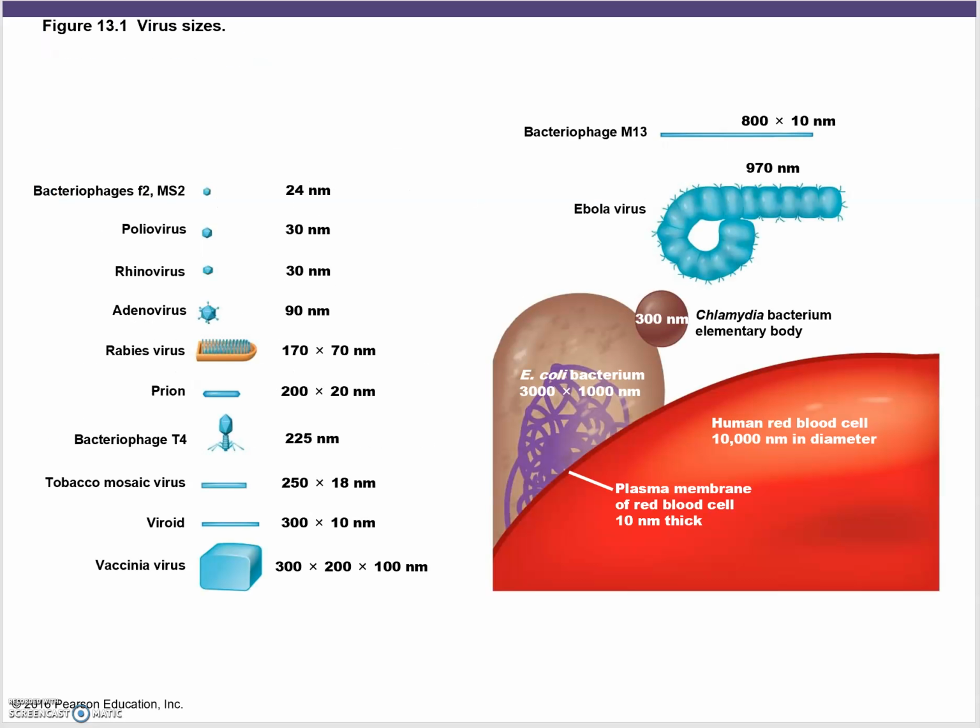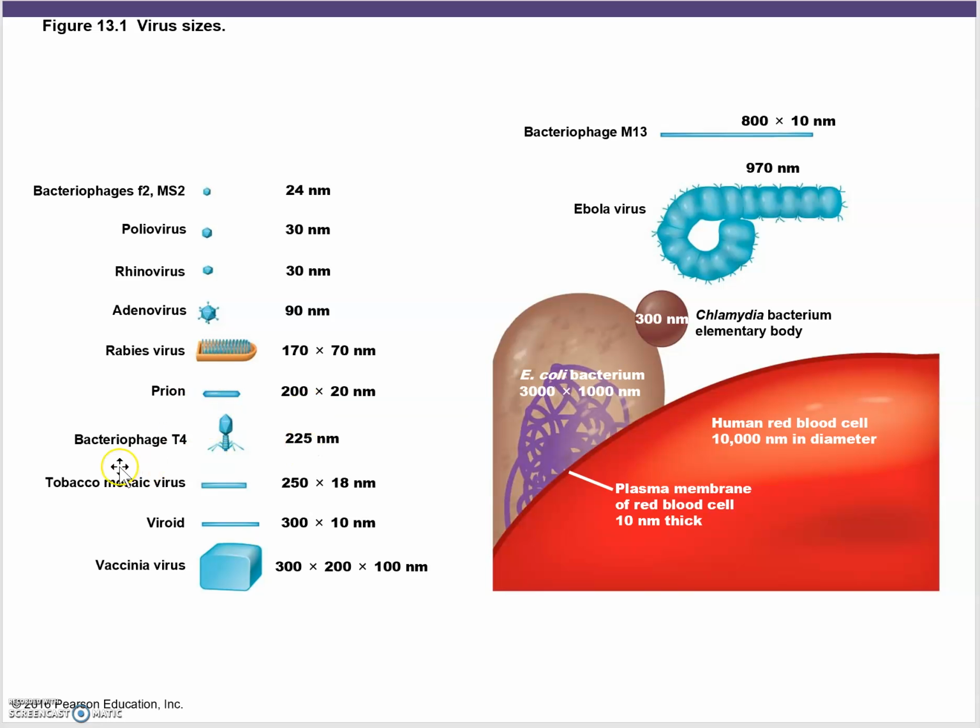Let's take a look at viral sizes. So here, a very small type of virus would be this bacteriophage MS2, 24 nanometers, and your poliovirus, 30 nanometers, still pretty small. Adenoviruses, those are your typical cold viruses, and then a rabies virus, that one looks interesting, looks like a bullet. And then we will be talking later about prions. These are infectious protein particles, so they're different from viruses.